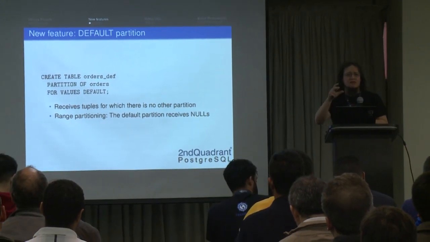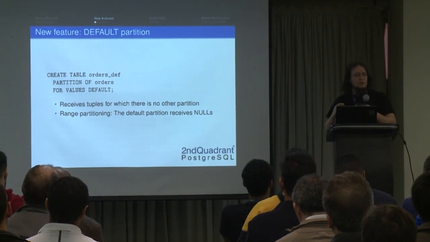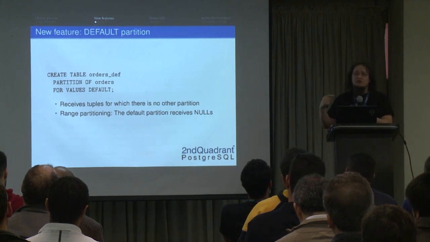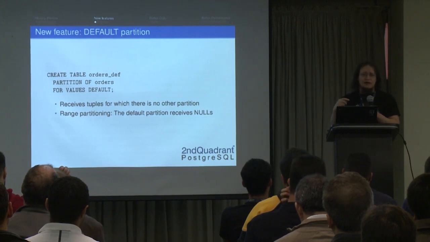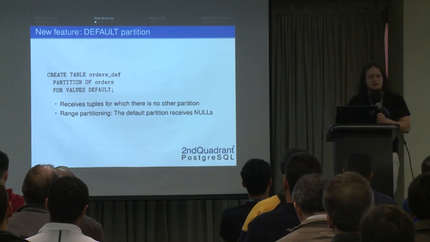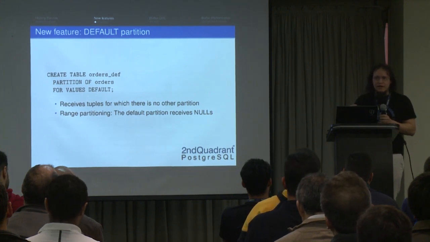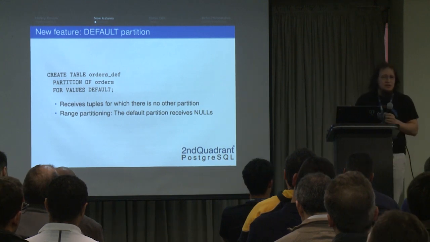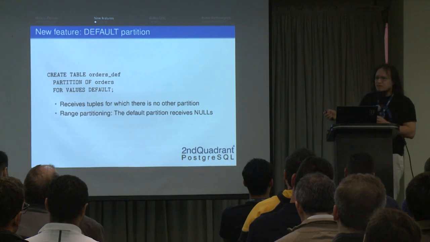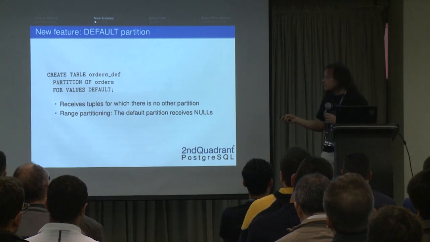In particular, when you have a default partition and you want to create another partition later, the system has to check whether the default partition already has tuples that should go into that partition. So the locking there is a bit heavy. An exclusive lock has to be acquired on the whole partitioning hierarchy. So it is a bit complicated to manage. You need to be careful about using default partitions. But it's still a convenient feature. So be careful about this stuff.